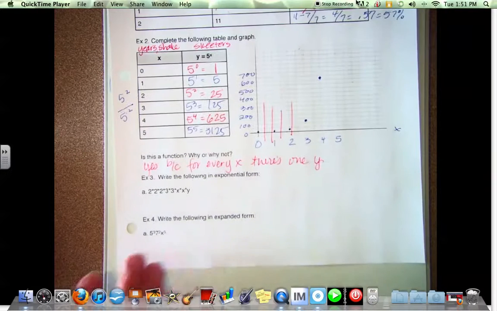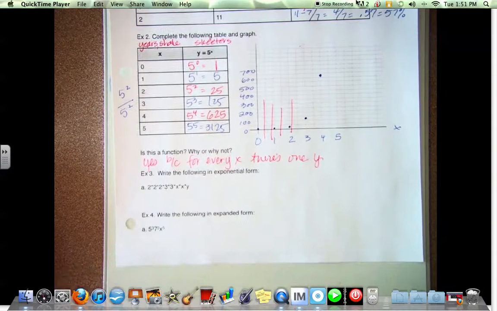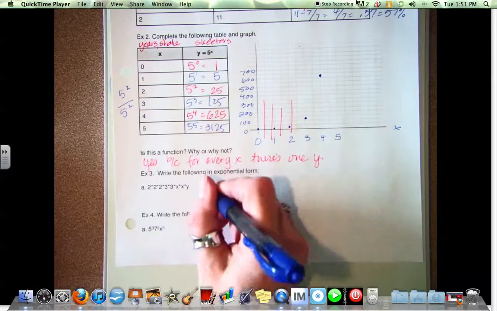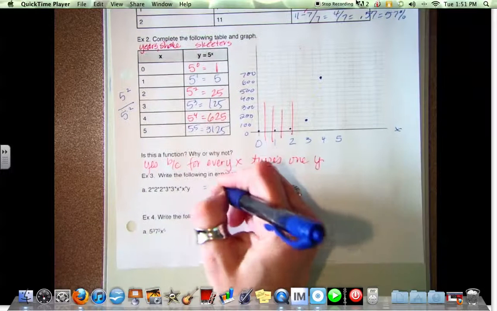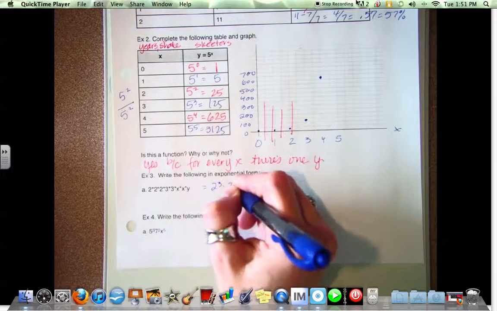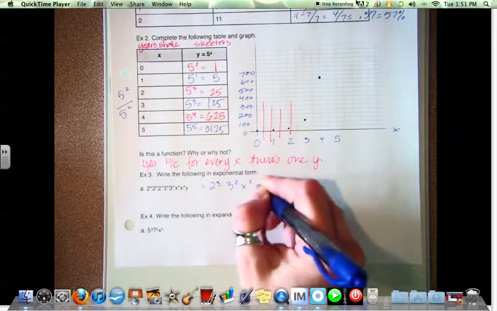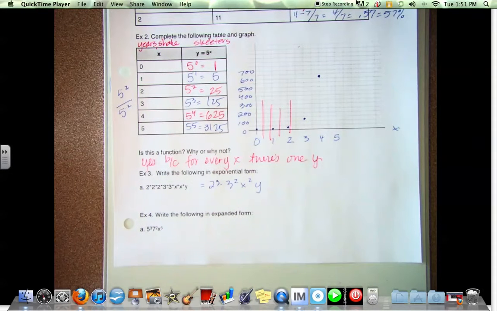Example 3. Write the following in exponential form: 2 to the 3rd times 3 to the 2nd times x to the 2nd times y. Can I write y to the first? Yes. Do I have to? No, it's implied.